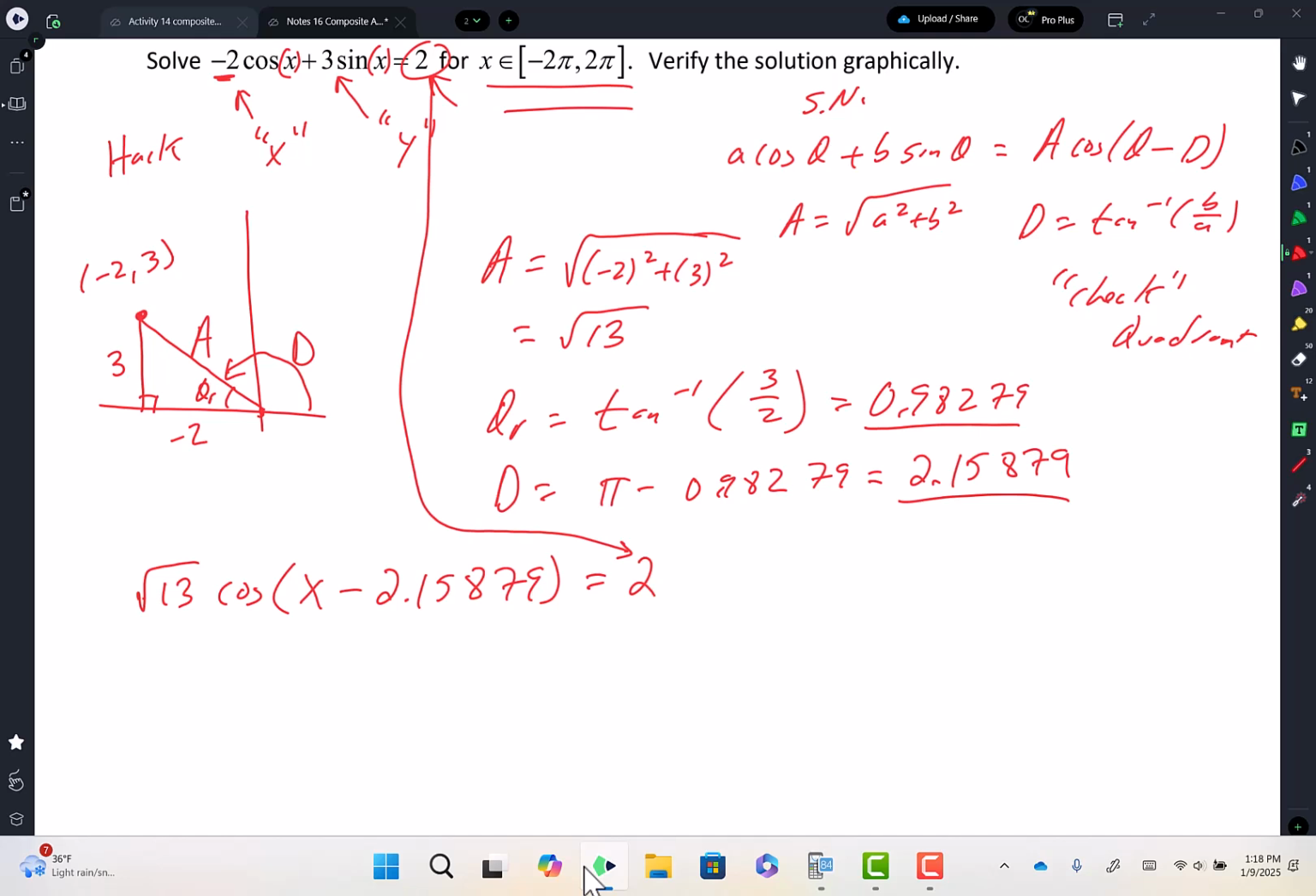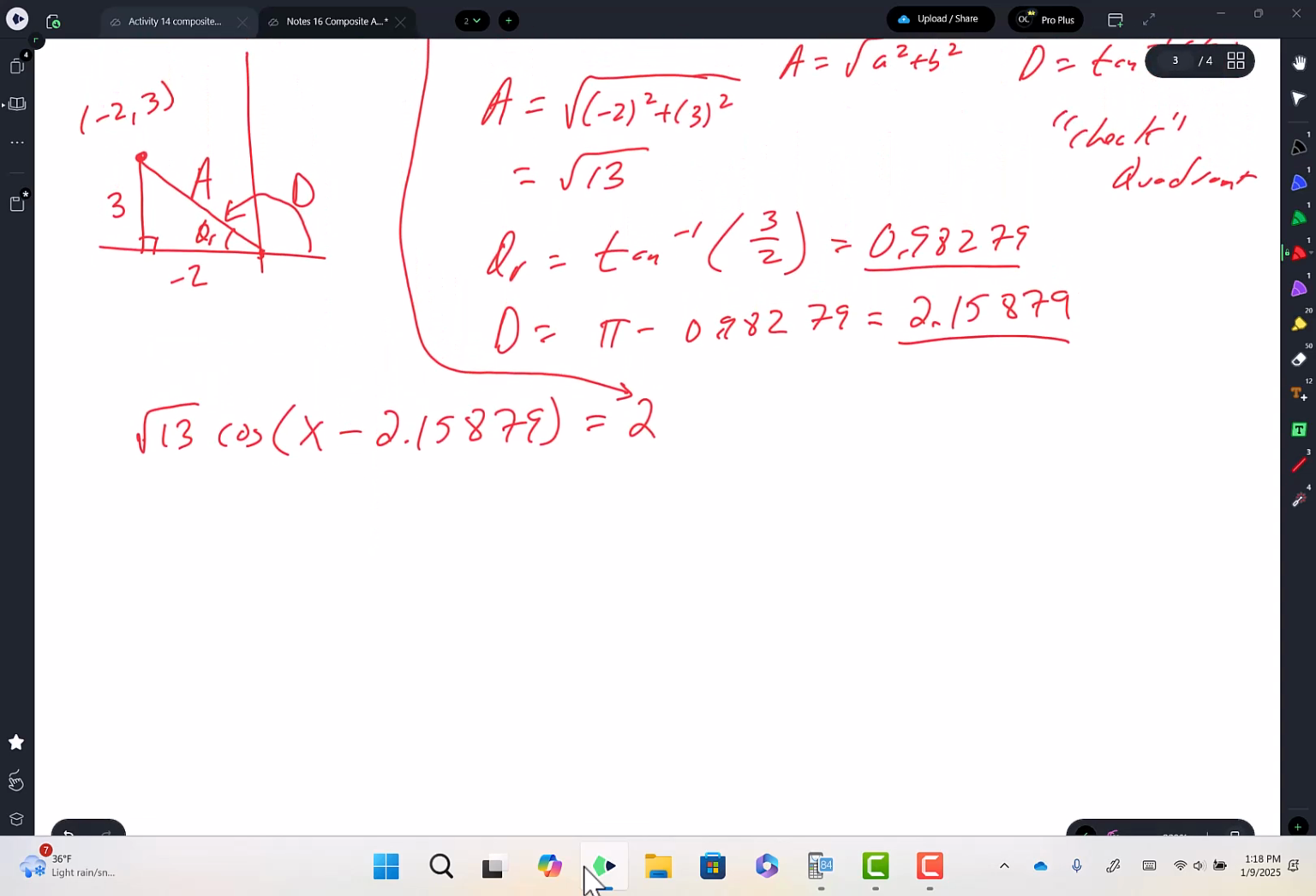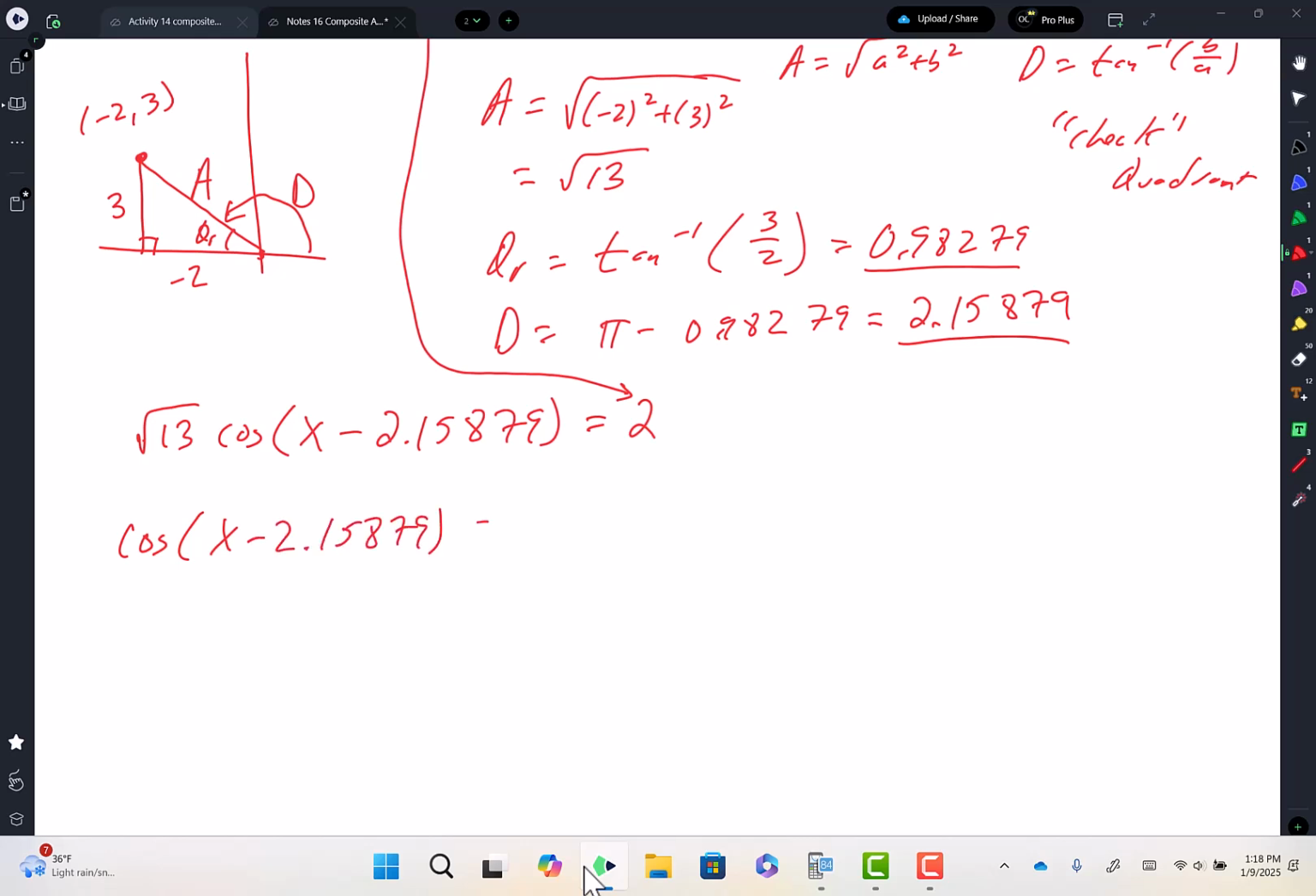Now we can do what we've always done in the fall semester. I'm trying to solve for x. I'll slow down. I'm trying to solve for x, so I need to get rid of the square root of 13. There's a product. How do I get rid of the square root of 13? Yeah, divide. So I'm going to write cosine of x minus 2.15879 over square root of 13. Hang in with me, guys. Don't give up.